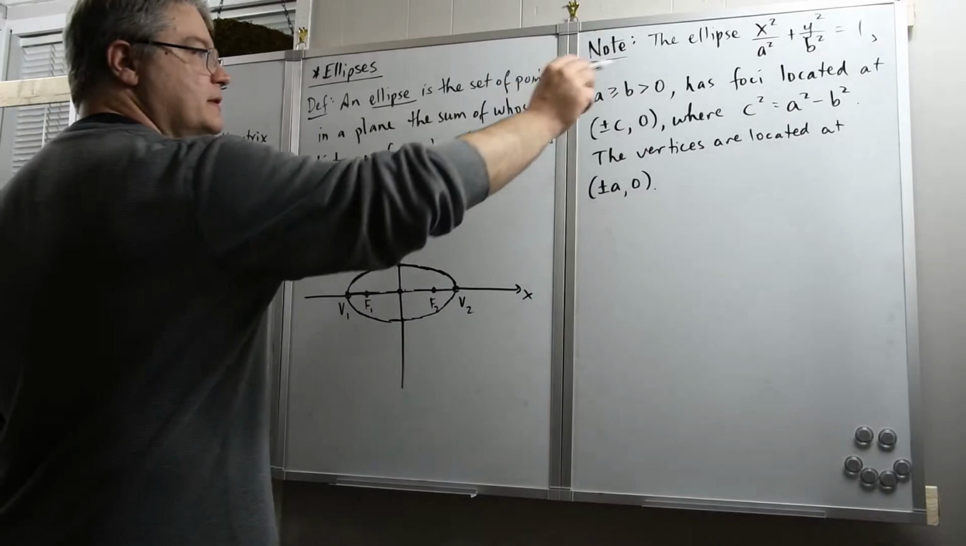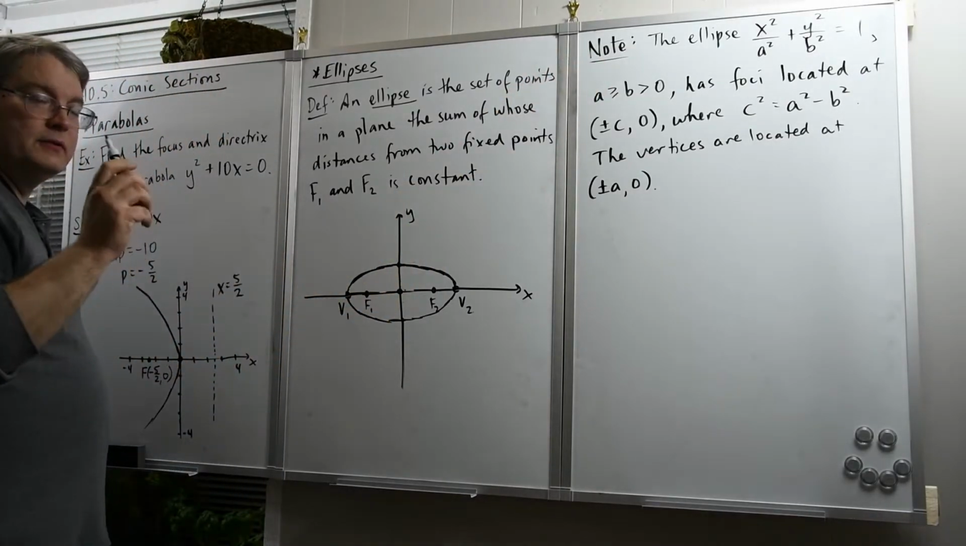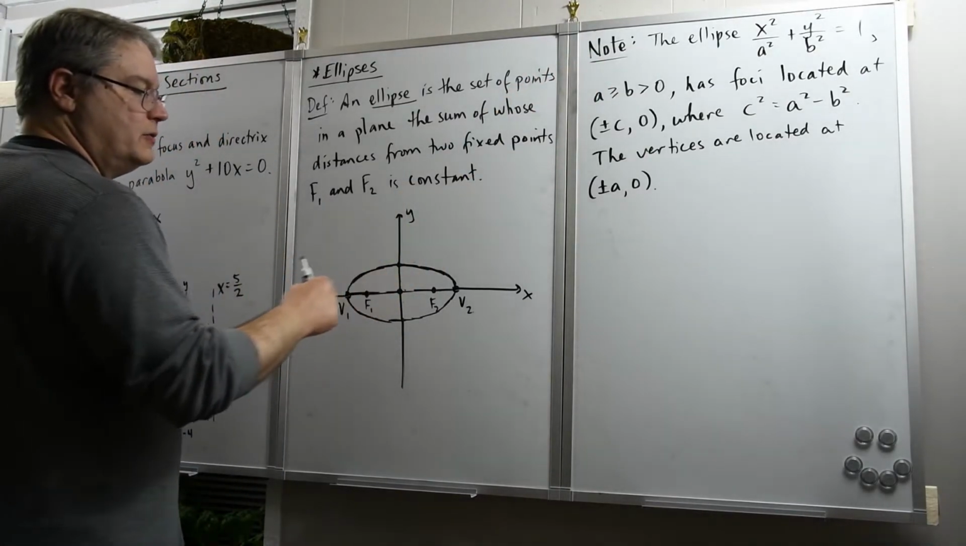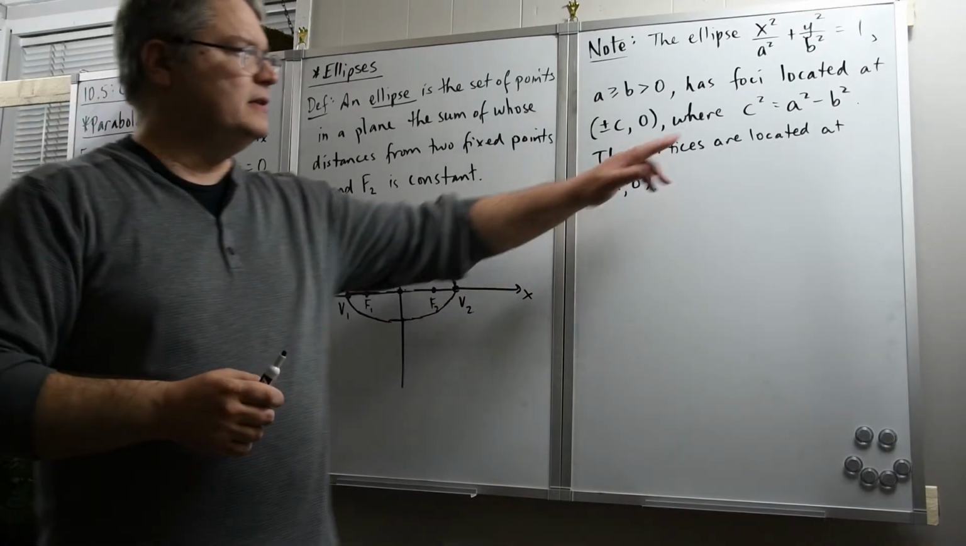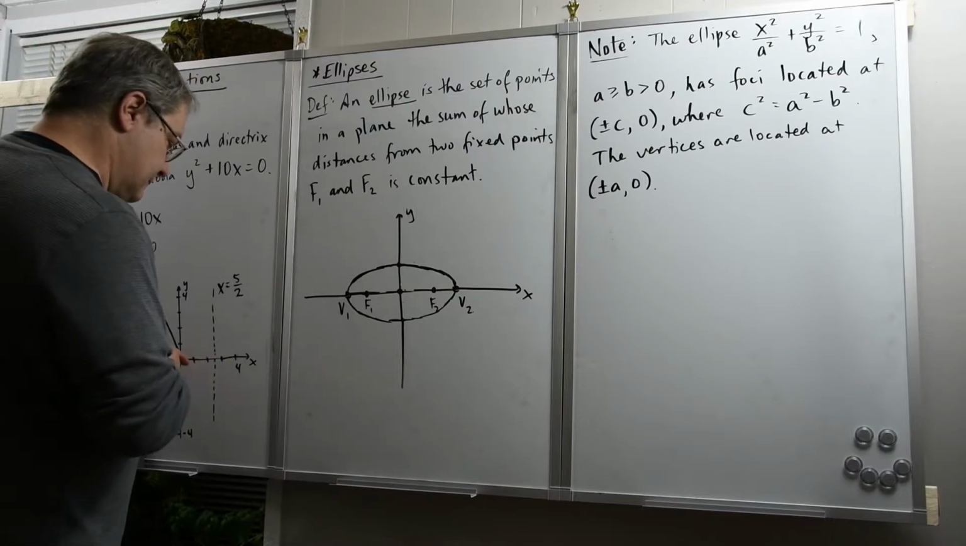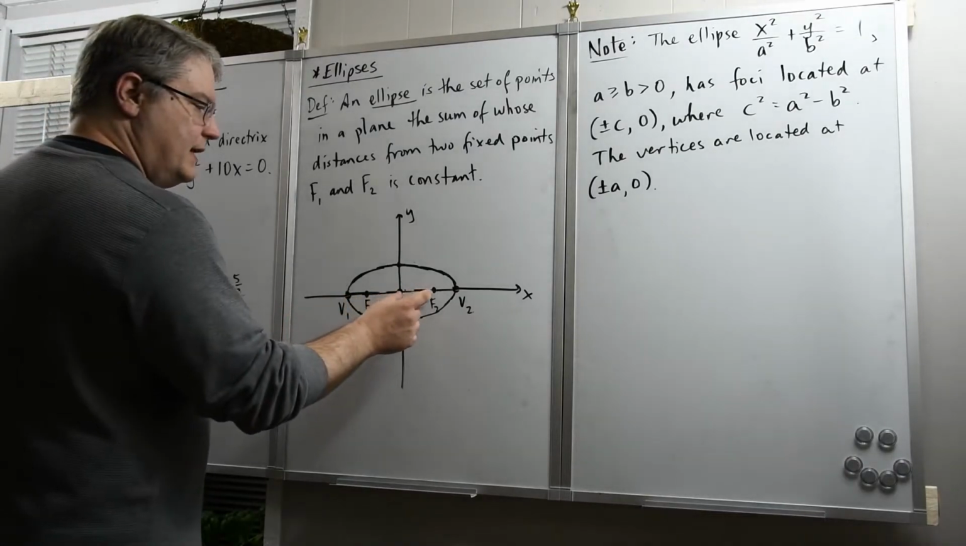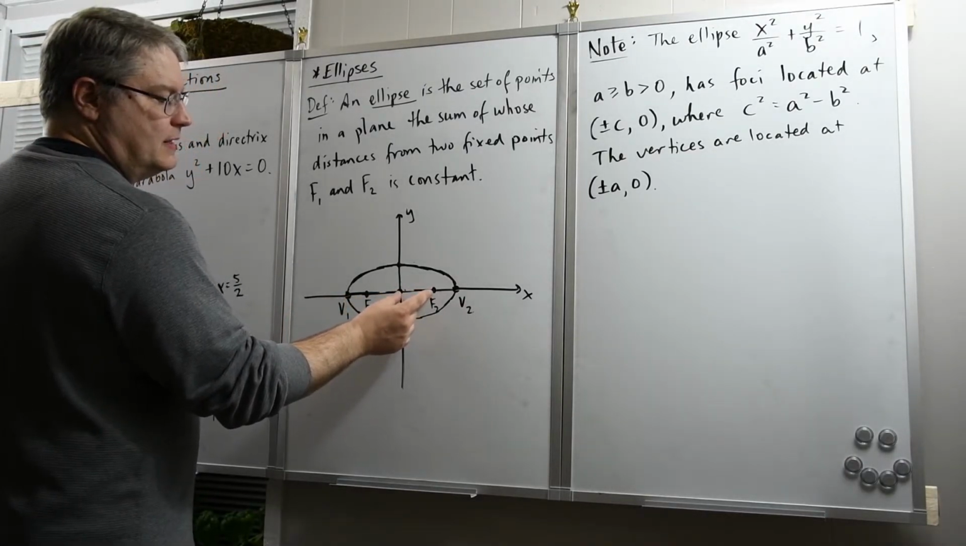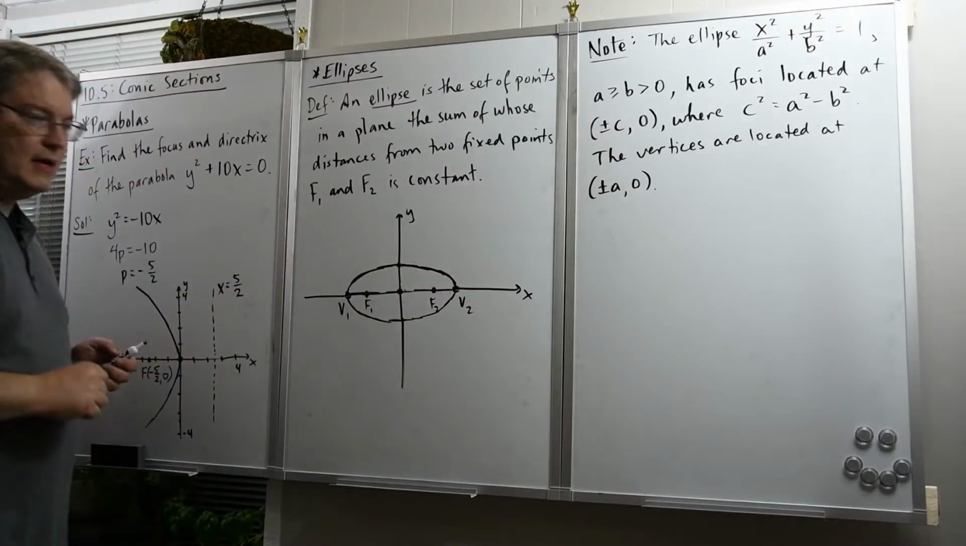Also, the claim is that the foci are located at plus or minus c comma 0, where c squared is a squared minus b squared. And I'll give you an indication as to why we have this relationship between a squared, b squared, and c squared. But what we know right now is that the distance from the center to each focus is actually c units.